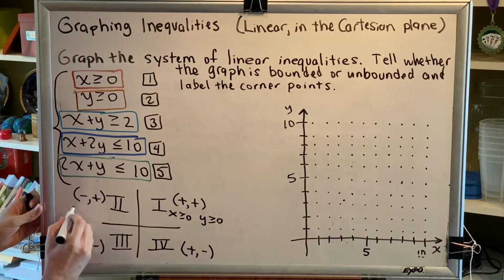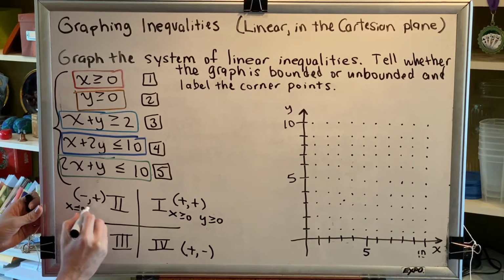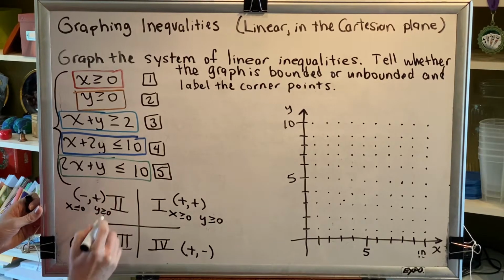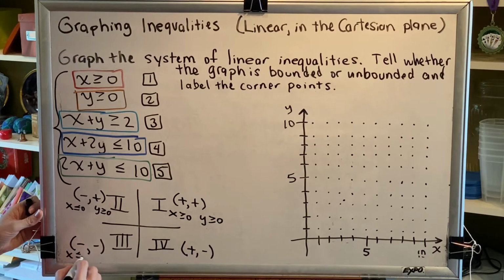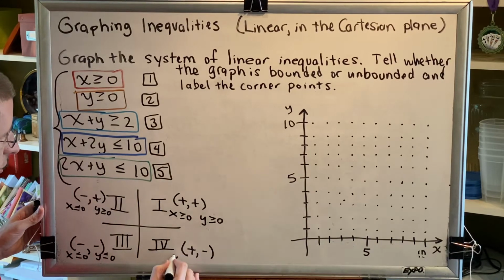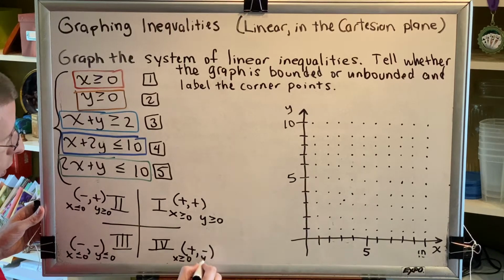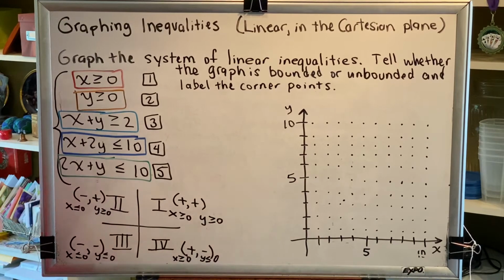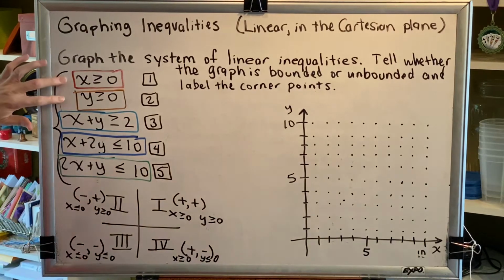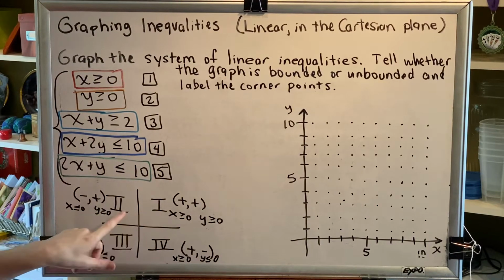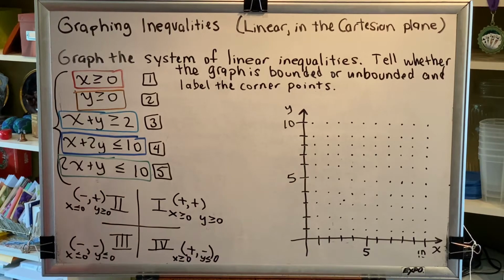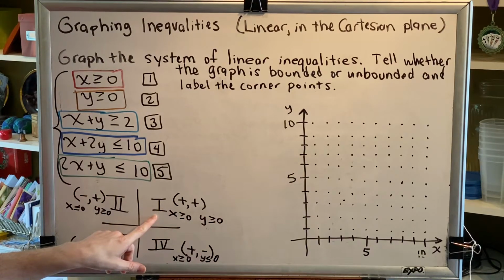I could write similar inequalities for my other quadrants. X is less than or equal to 0, y is greater than or equal to 0; x is less than or equal to 0, y is less than or equal to 0; x is greater than or equal to 0, y is less than or equal to 0. So you can see that our first 2 inequalities in our system are simply telling us which one of the 4 quadrants we're dealing with in this problem. We're dealing with quadrant 1.